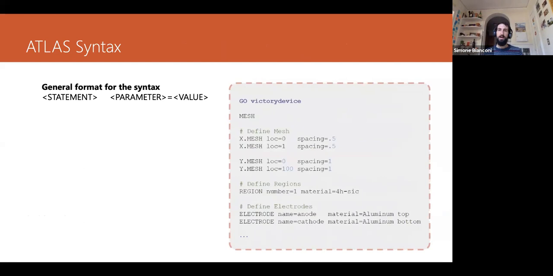Differently from the process simulation from Athena, Atlas is much more code-like. The deck build has a lot of functions that you have to hard code. Typically the general format of the syntax is like this that you see here. You have a statement and then you have a series of parameters that you assign values to. Here you can see as an example, you have the statement mesh to define the mesh, and you have the location that has some value and the spacing that has some value. Similarly, you have the statement electrode and you give it a name, or you assign it a material.